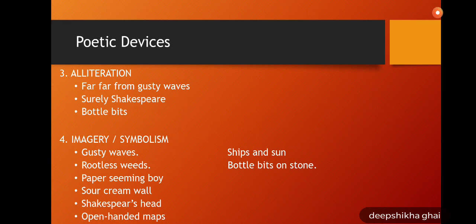Open-handed maps. It is the imagery shown to you, the open-handed maps made on the wall. Ships and sun is the reference to luxuries and richness. Bottle bits on stone is the shattered life, the life that these slum children live.